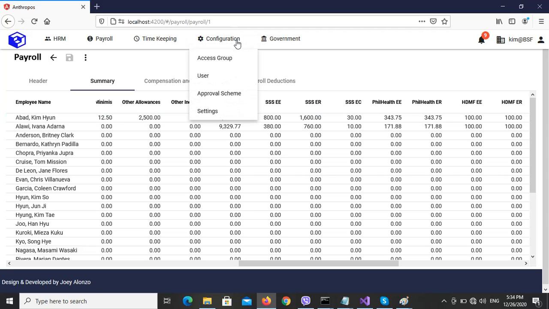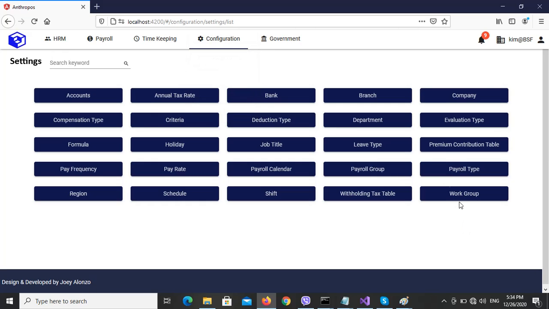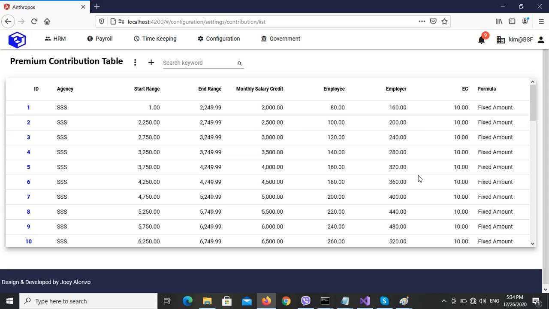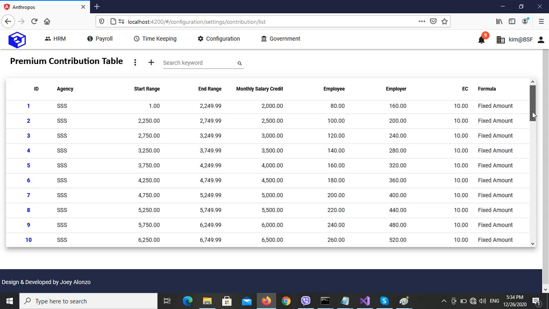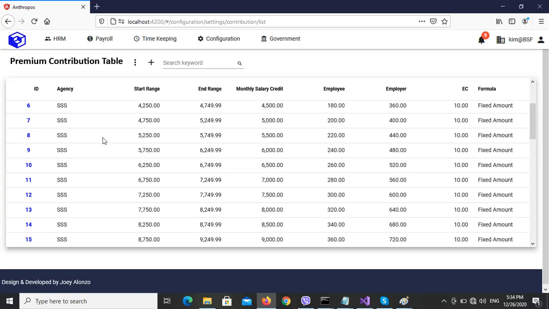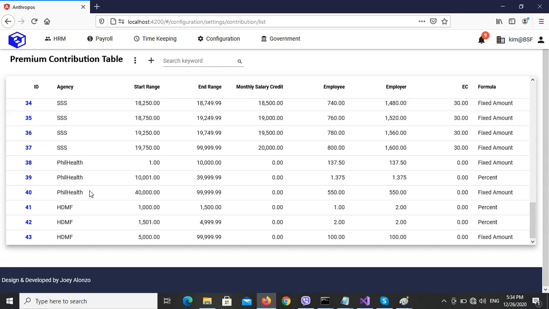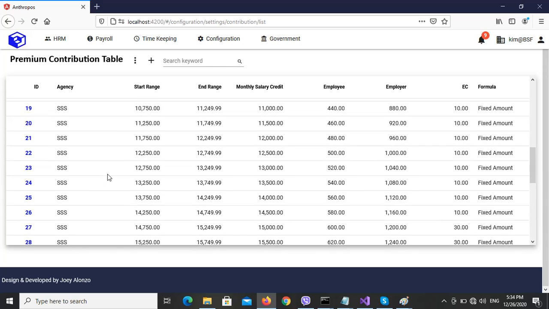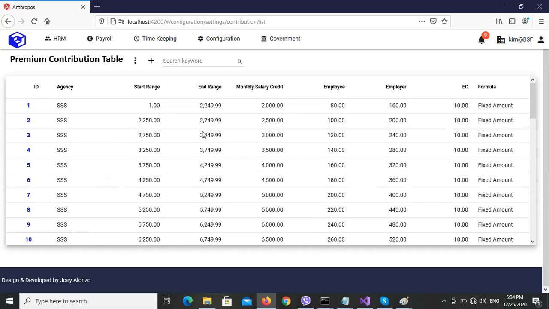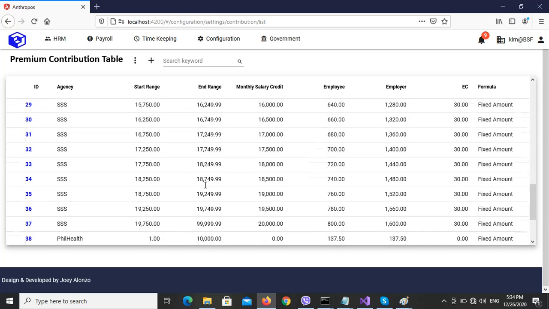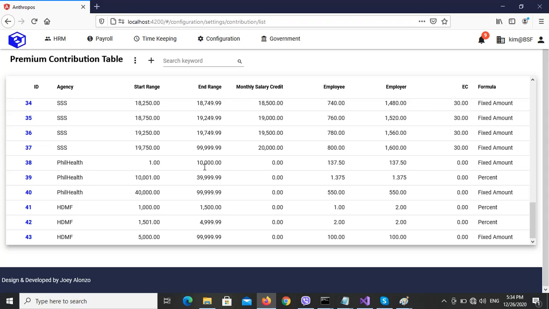Okay, so one of them is the premium contribution table. So from here, you will specify the agency. So we have here the SSS, and then PhilHealth, and then HDMF. Then here you will put the start and end range depending on which one is being calculated. So for SSS, the basis will be the gross pay. Now for PhilHealth, the basis is the monthly rate. So monthly rate of basic pay.